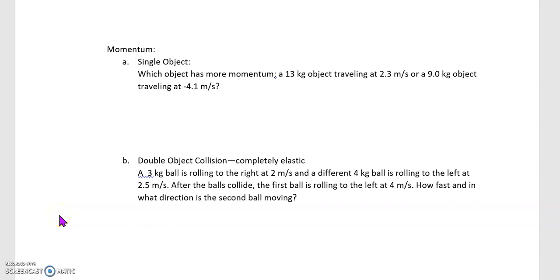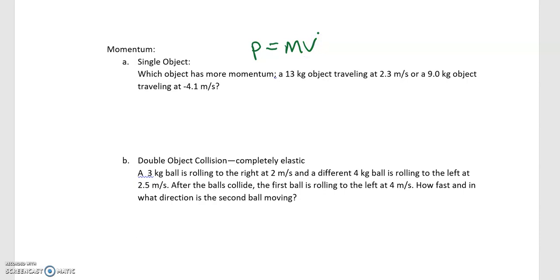We're going to look at a couple of different momentum problems right now. The first type here is the most basic one, when we are just working with individual objects. So question A says, which object has more momentum? A 13 kilogram object traveling at 2.3 meters per second, or a 9.0 kilogram object traveling at negative 4.1 meters per second. So our most basic formula for momentum is P equals m times v.